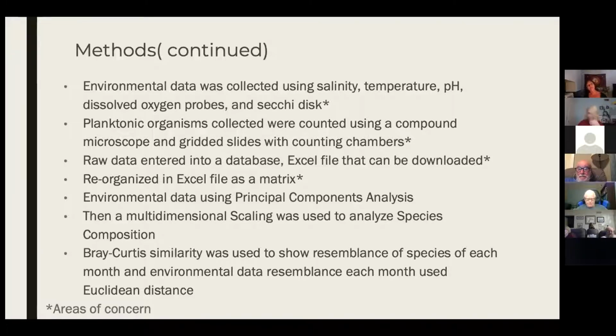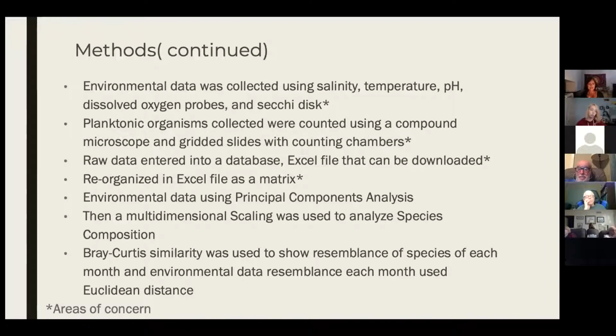But what we did is we took, now you can imagine if we're looking at organisms from the top of the water column, the middle of the water column, the bottom, the benthos, and then also microbes, that's a lot of information. That's a lot of counts. That's a lot of organisms. And so when you put that into a big Excel file, it looks like what we call a matrix. And it is a matrix.